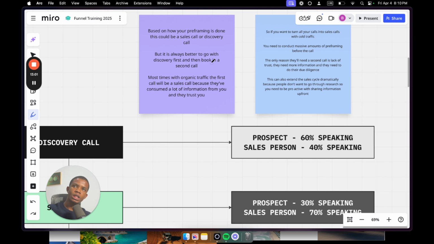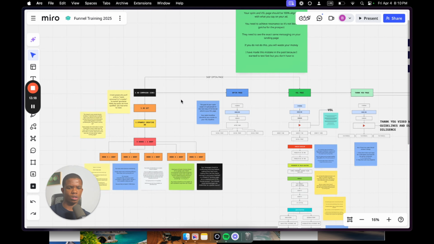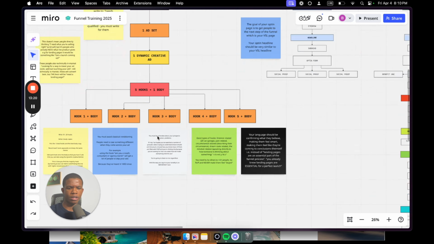So you need to show expertise. You need to show competence on your sales calls. Use a diagram like this. If you pull up a diagram similar to this on a sales call, for whatever offer you have, and a prospect looks at this and goes, "Whoa, that's a lot. This guy knows his stuff," and you start breaking it down one by one.